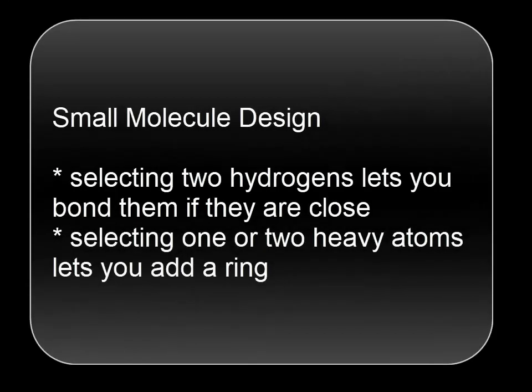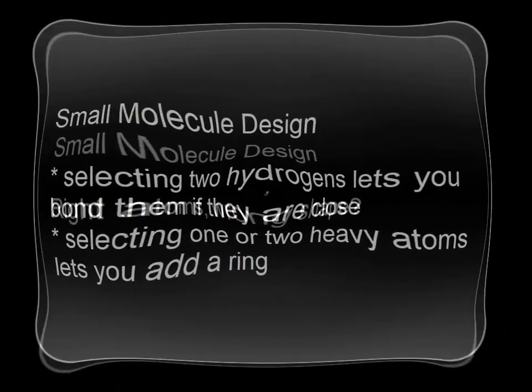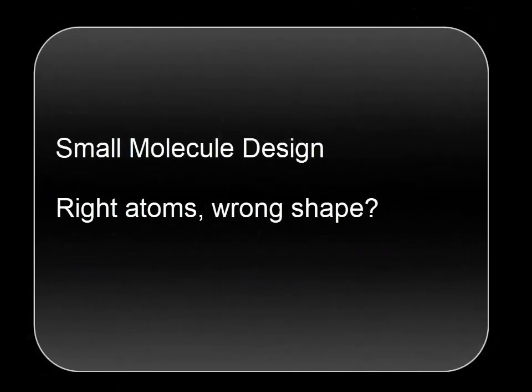To wrap things up, we've seen how selecting 2 hydrogens lets you bond them together if they're close enough, and selecting 1 or 2 heavy atoms lets you extend, adding a ring. That's all for now. In an upcoming video, we'll take a look at how to get these atoms into the correct shape. We're playing fast and loose with that so far.